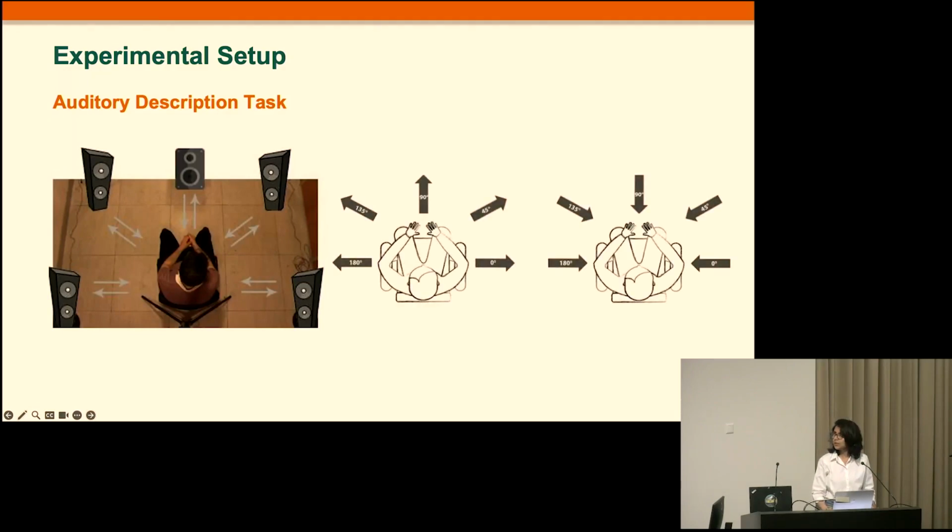There were different auditory events. For example, let's say there was an audio being played on the speaker at 135, as in a person walking from here to here. Once you play this audio, the participants were supposed to describe it. What they hear, they need to describe using their gestures and through speech. There were three different groups of participants: blind, blindfolded, and sighted.